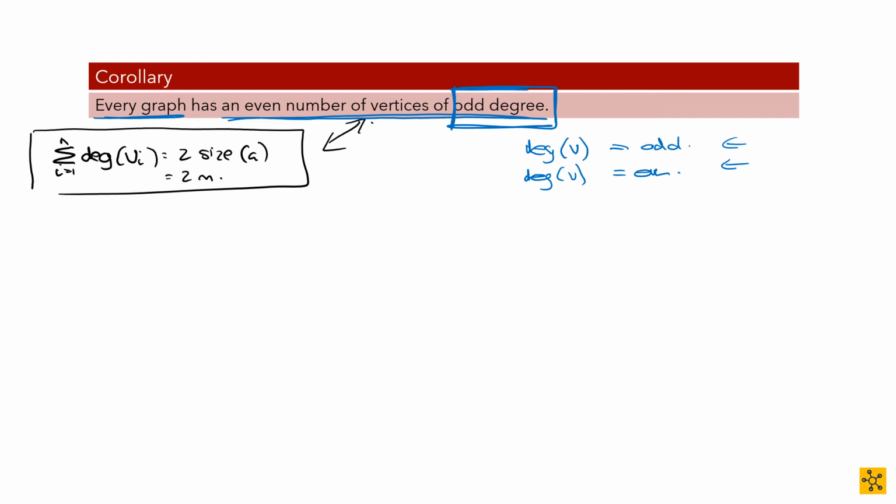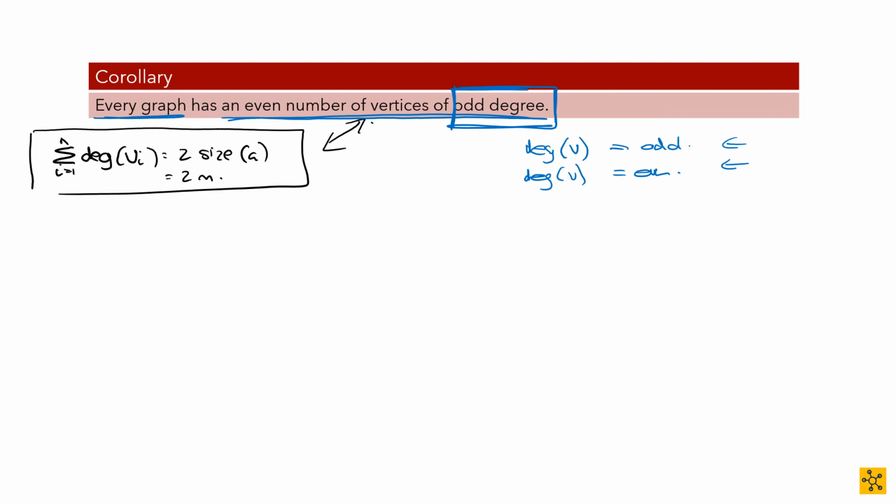Then we talk about an even number of vertices of odd degree. So we need to somehow show that if we sum up all the odd degrees, we are going to get an even number out of it. Technically, we already know that should work out, because if you sum 2 odd numbers, for example, you will get an even number. This is in the realm of mathematics you should be familiar with.